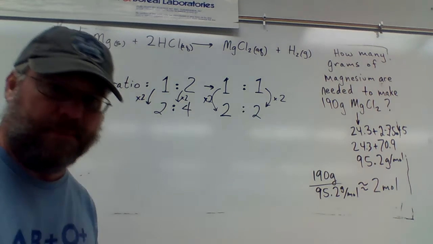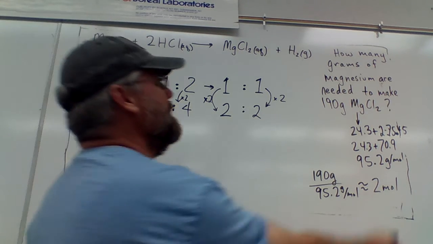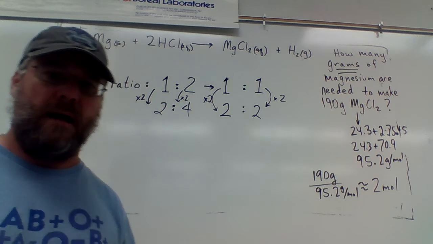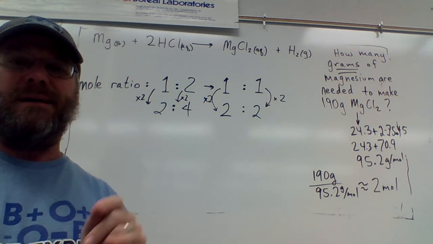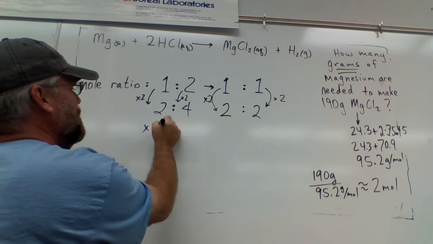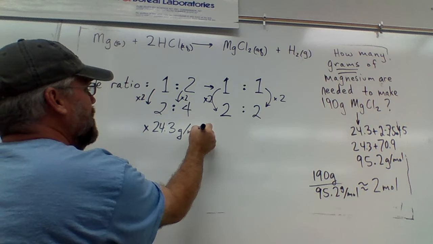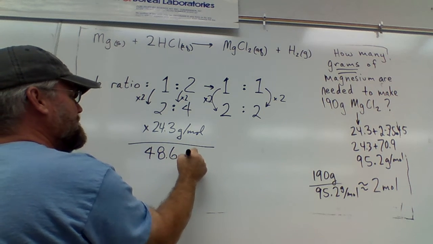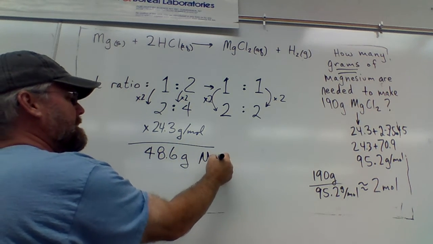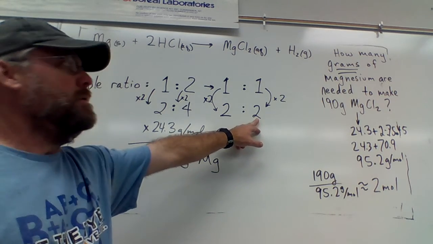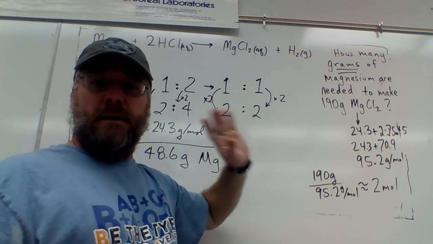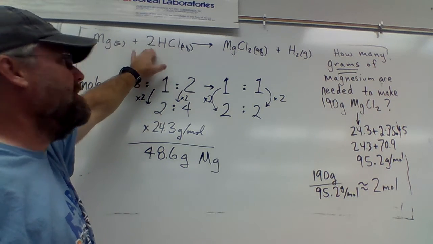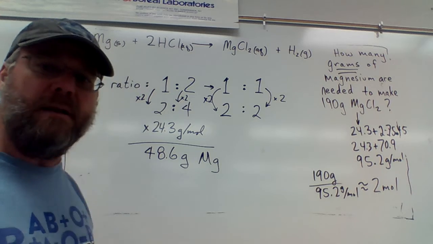Now, I can't stop here because what did the question ask? It says how many grams of magnesium are needed. So an answer of 2 grams would be incorrect. You have 2 moles, but now you've got to figure out the number of grams by multiplying by 24.3 grams per mole. And 2 times 24.3 is 48.6 grams of magnesium. I could figure out, okay, 2 times 2 here, I would make 4 grams of hydrogen gas. I would go 36.45 times 2, so somewhere around 72.9 grams.